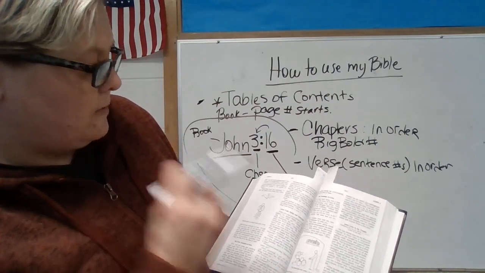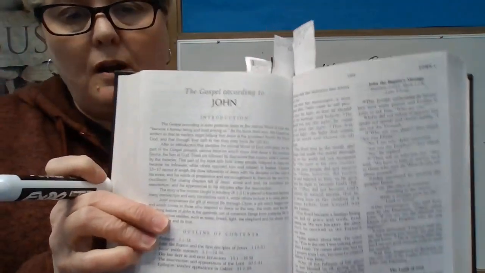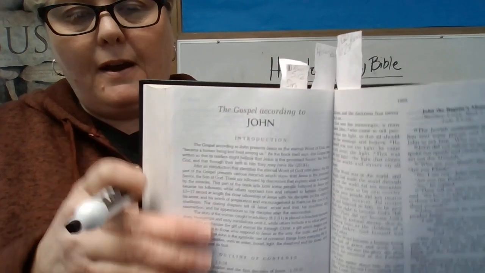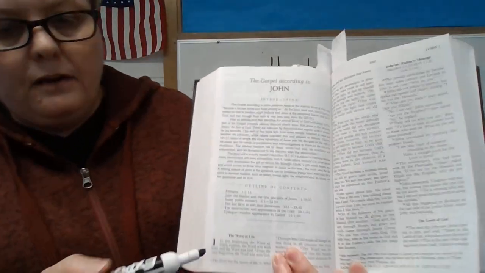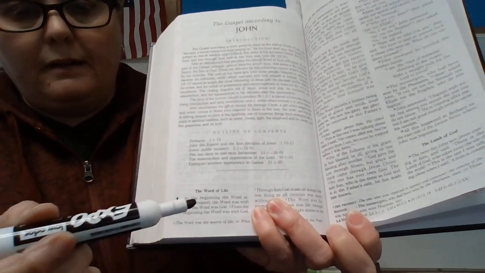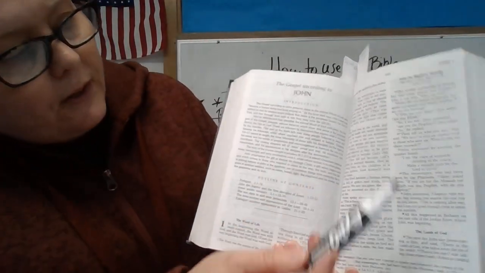All right, so I can get there. Okay. And that's it. John, the book of John. Okay. Now, we can look here. We can say, oh, okay, there's chapter 1. There's chapter 1 right here. And then we can go ahead to the next page.